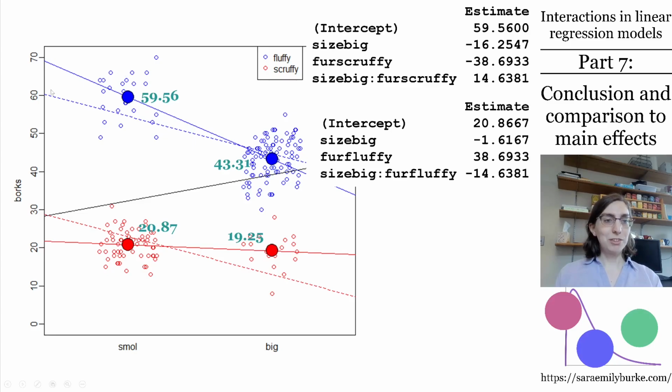So 59.56 is the mean for the small fluffy dogs, and it's the intercept from this version of the model up here, where the reference category is the small fluffy dogs. 43.31 is 16 points below that 59.56, consistent with this conditional slope of size in the fluffy condition. 20.87 is the intercept from this model down here, where the reference category is the small scruffy dogs, and 19.25 is 1.6 below that, consistent with the conditional slope of size in the scruffy condition.